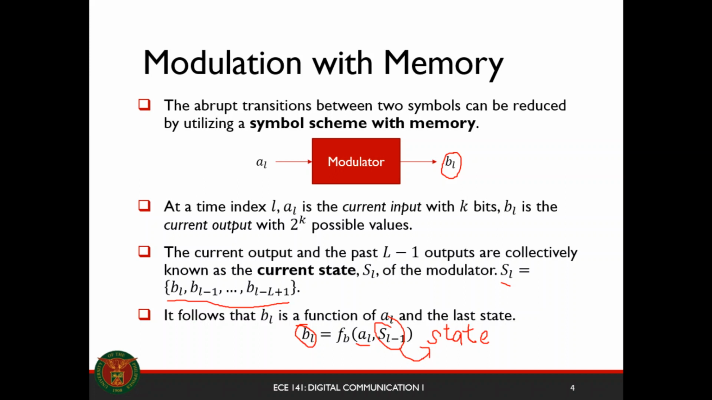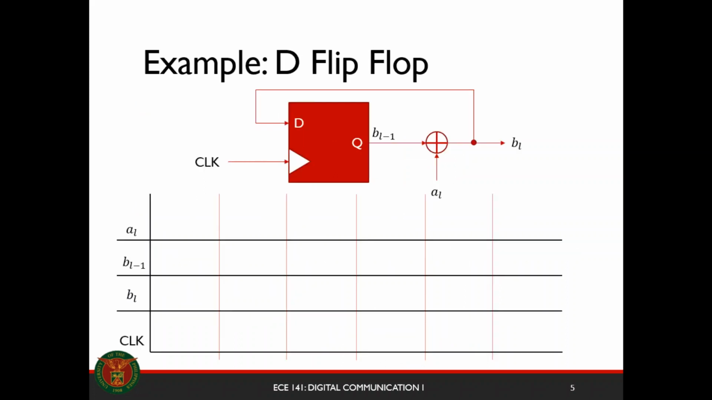We can illustrate that with an example. Let's say we have a system with memory. Using a D flip-flop, we can have some form of memory. Every time the clock triggers, it stores the current value at the input D. Let's say we start with both the input A sub L and the past output B sub L-1 as 0. This function is the XOR, so if you add them, you get 0. At the next clock trigger, we have a new input, and the output is copied to the previous output. We add them: the XOR of 1 and 0 is 1.